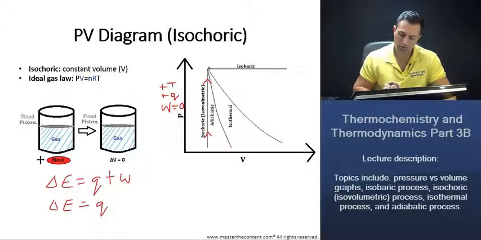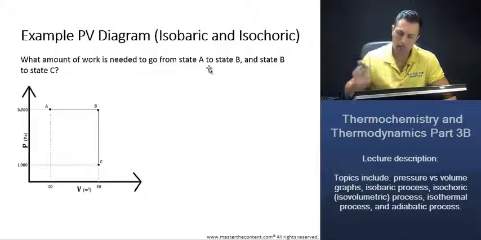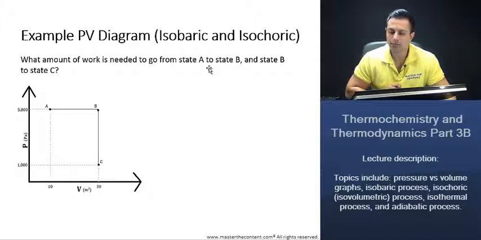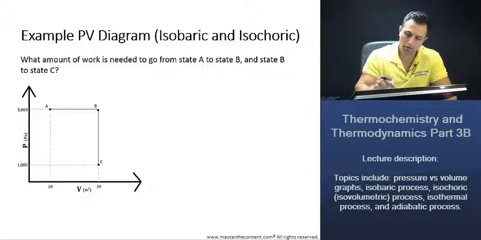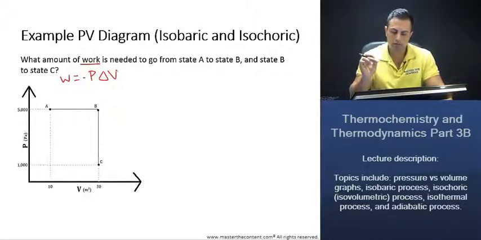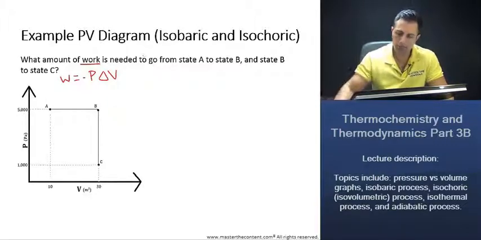Now let's move on to our next slide and do an example. What amount of work is needed to go from state A to state B and state B to state C? Okay, great. If we take a look here, we're talking about work. So doing our work equation, we see that work is equal to negative pressure times change in volume, and we're going from A to B. Let's just highlight that so we know what we're working with here. We're going from A to B. Okay, great.